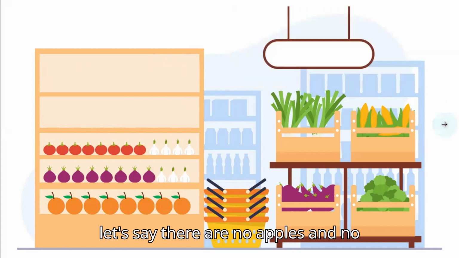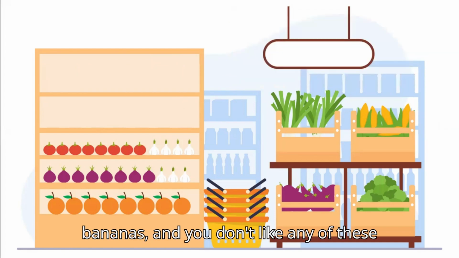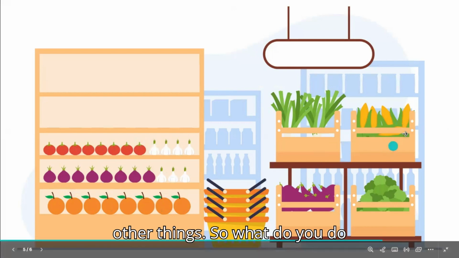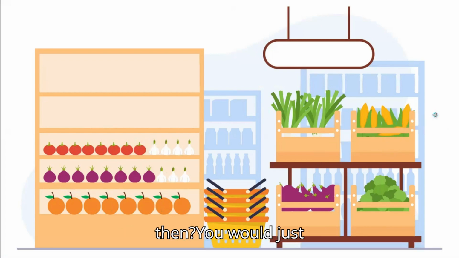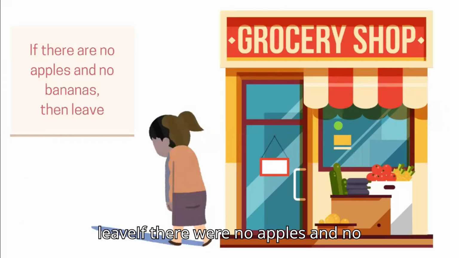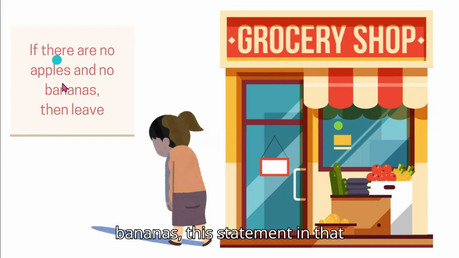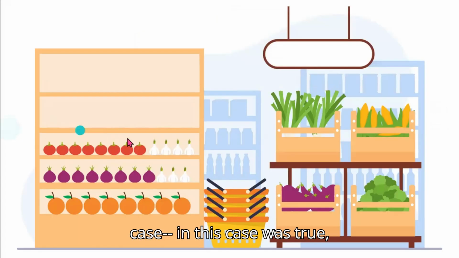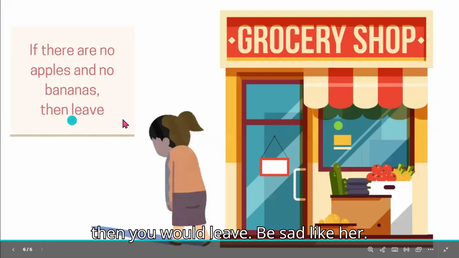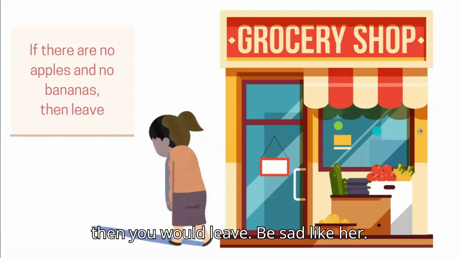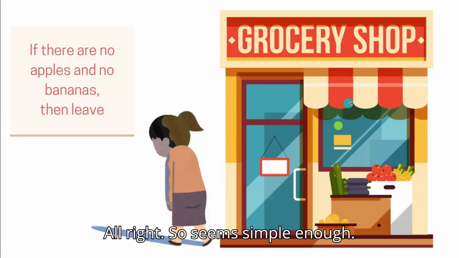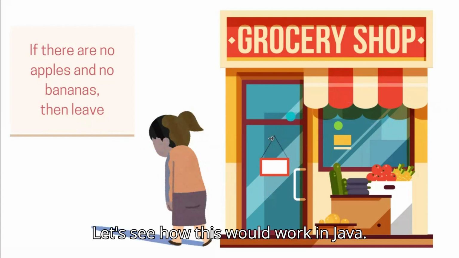But let's say there are no apples and no bananas, and you don't like any of these other things. So what do you do then? You would just leave. If there were no apples and no bananas, this statement in this case was true, then you would leave. Be sad like her. All right, so seems simple enough. Let's see how this would work in Java.